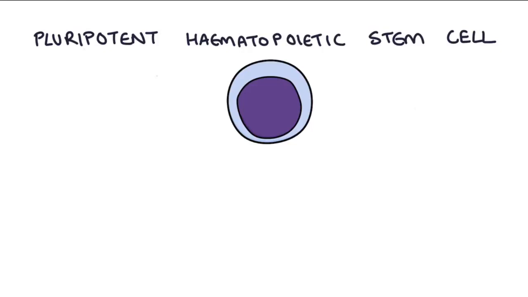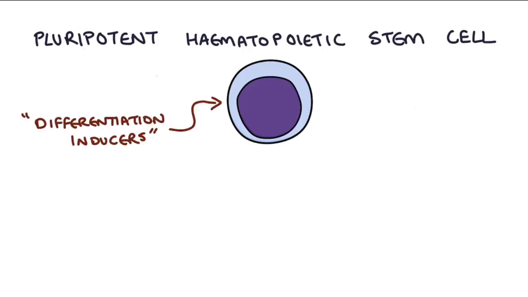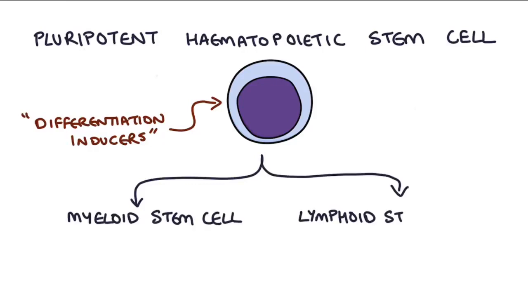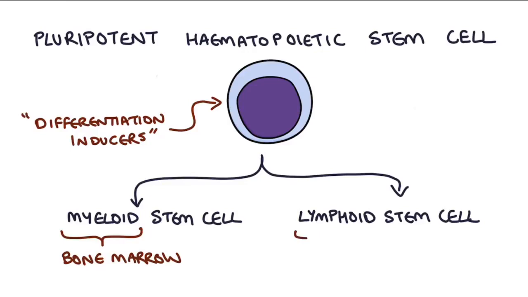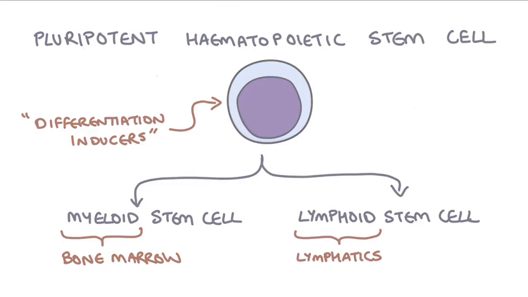So when this cell is stimulated by chemicals called differentiation inducers, it starts to specialize into a variety of different types. The first subdivision is to become either a myeloid stem cell or a lymphoid stem cell. Now myeloid refers to the bone marrow and lympho refers to the lymphatic system. So first let's look at myeloid stem cells.